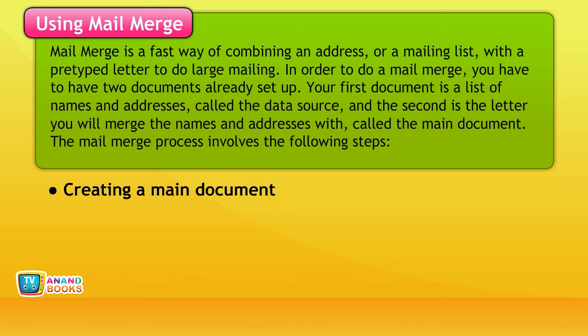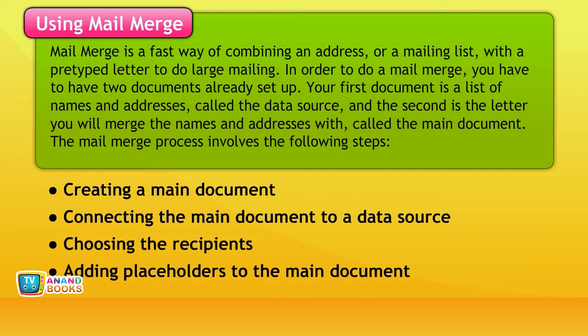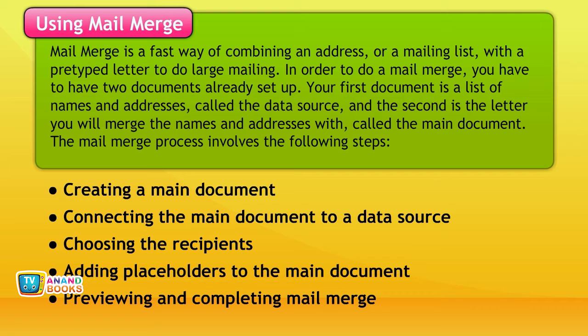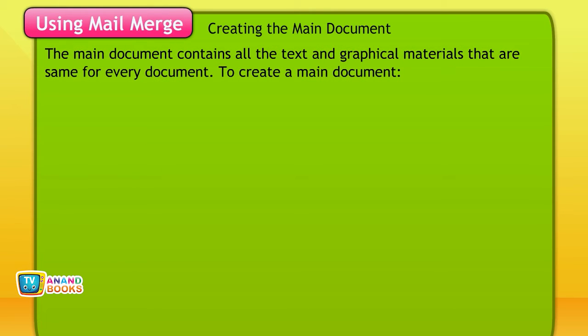Creating a main document. Connecting the main document to a data source. Choosing the recipients. Adding placeholders to the main document. Previewing and completing mail merge. Creating the main document. The main document contains all the text and graphical materials that are the same for every document. To create a main document.